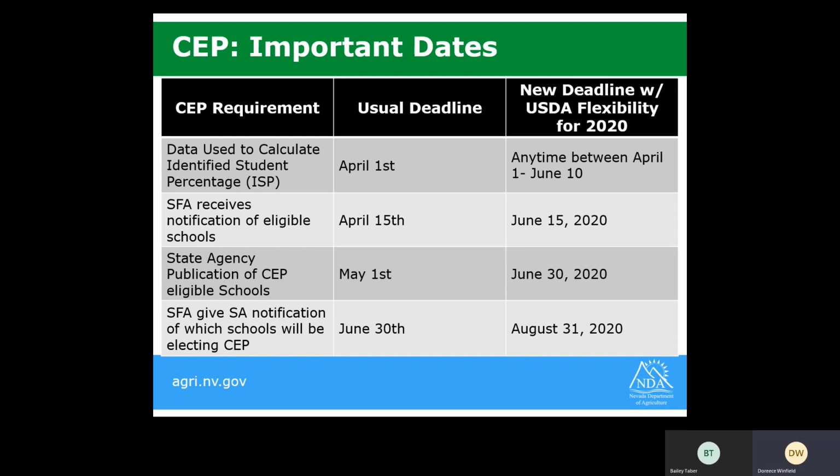The SFA gives the state agency notification of which schools will be electing CEP. The usual deadline is June 30th. The new deadline with USDA flexibility for 2020 is August 31st, 2020.